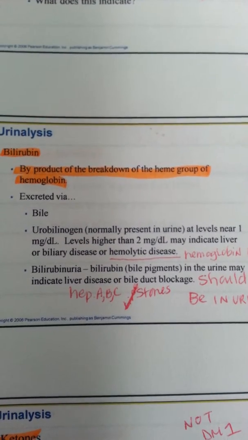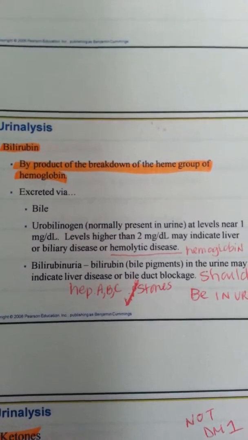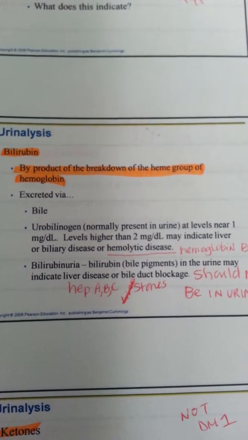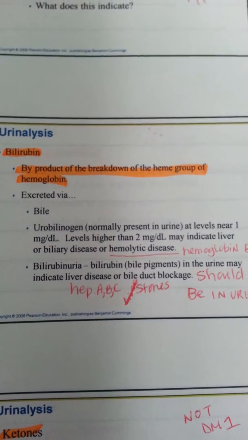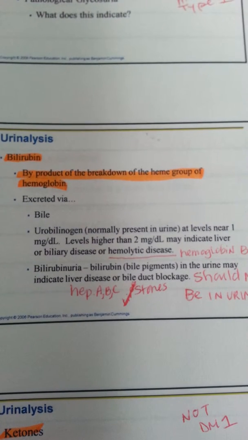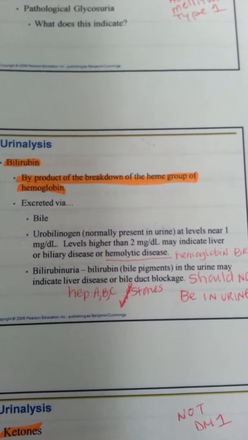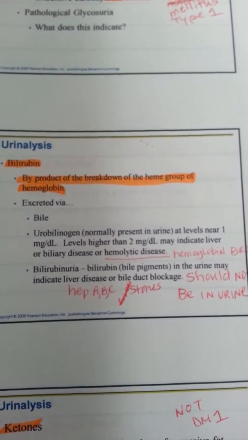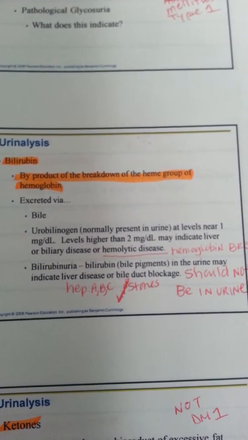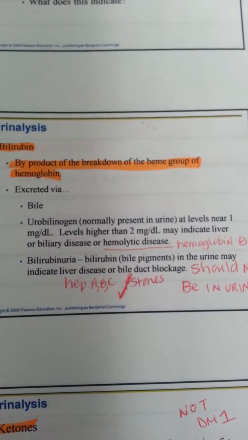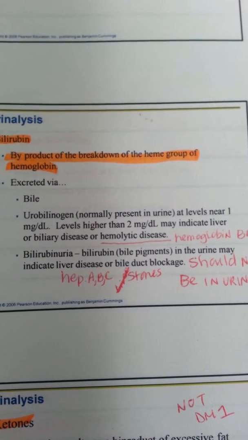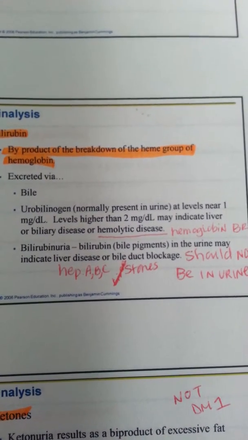The next one is bilirubin. Now, bilirubin is basically the breakdown of the heme group in hemoglobin, and it is excreted via the bile. Now, urobilinogen is normally present in the urine, okay? However, if the levels are higher than 2 mg/dl, they may indicate liver or biliary disease or hemolytic disease, which is basically hemoglobin breakdown.